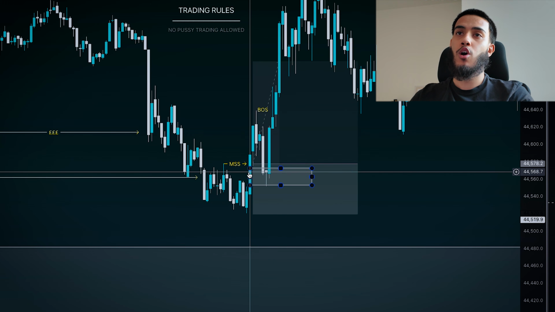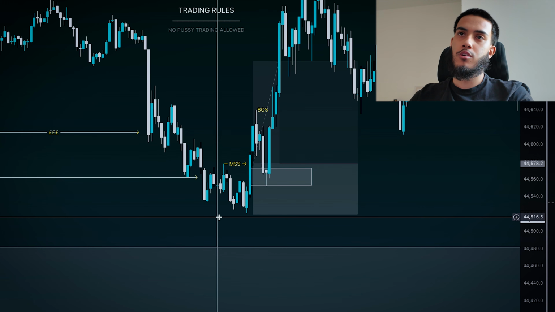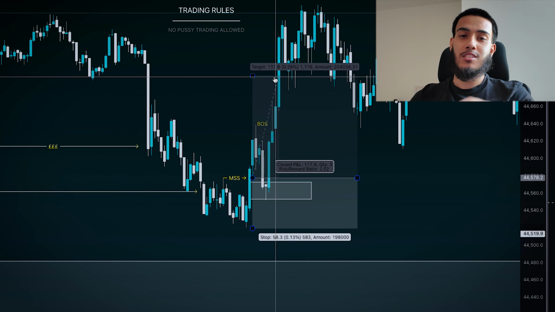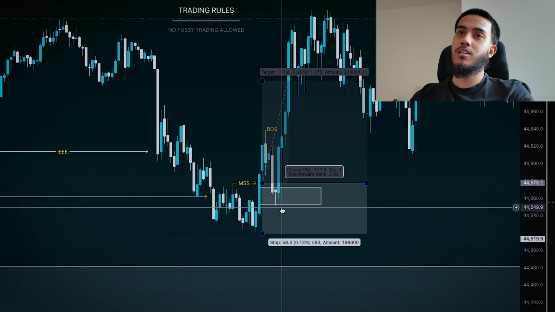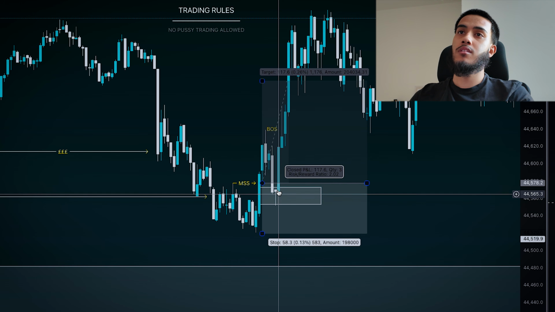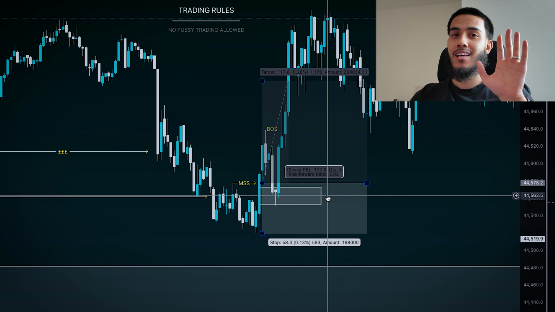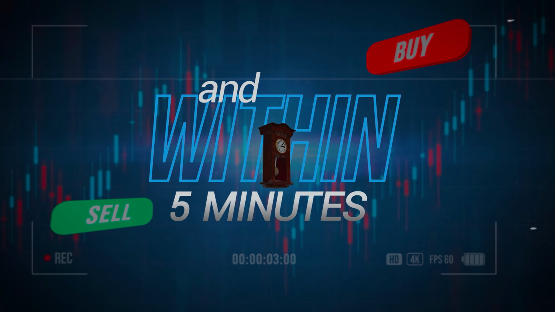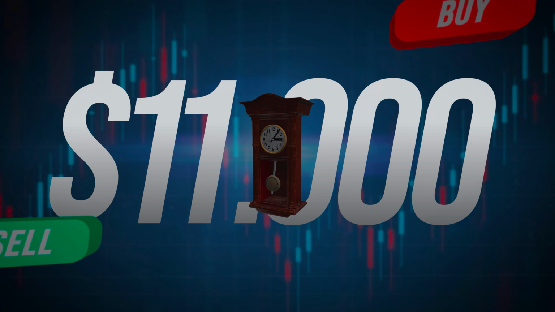I placed my limits at the open of the fair value gap, stop loss was at the low, and take profit was as usual at 1 to 2 risk to reward ratio. As you can see, this one tapped in, and in 1 2 3 4 5 minutes it hit TP, and within those 5 minutes I managed to make $11,000, as you can see right there.